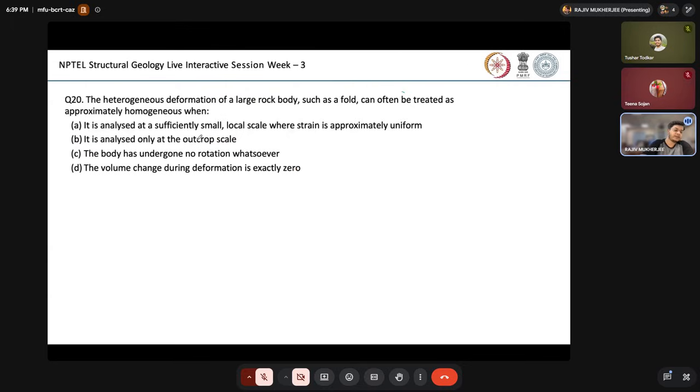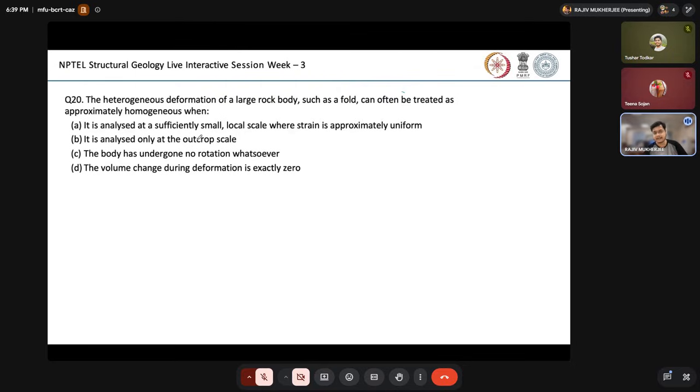Okay, so moving on to the final question. The heterogeneous deformation of a rock body, such as fold, can often be treated as approximately homogeneous when it is analyzed at a sufficiently small local scale where strain is approximately uniform. Option B, it is analyzed only at the outcrop scale. Option C, the body has undergone no rotation whatsoever. And option D, the volume change during deformation is exactly zero.